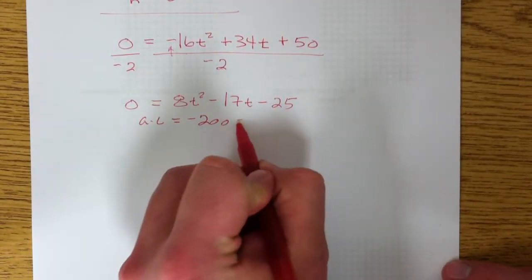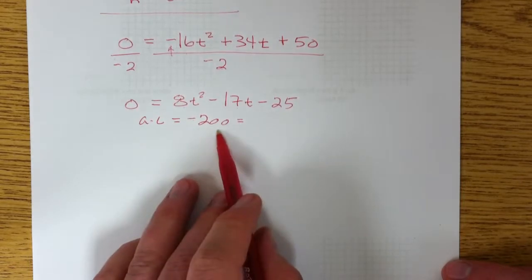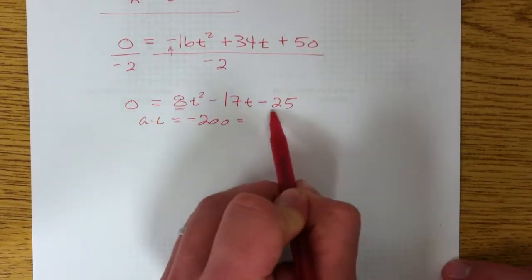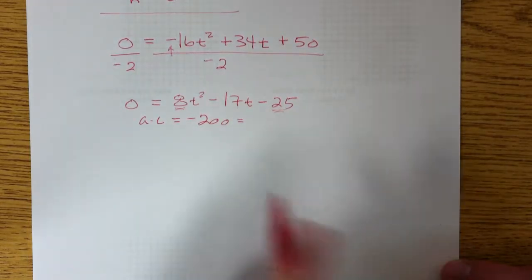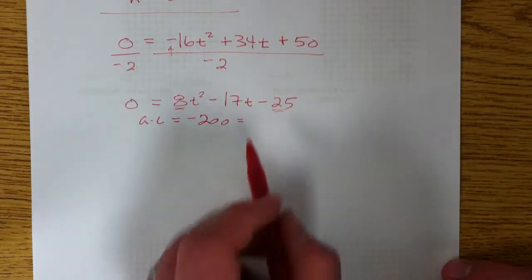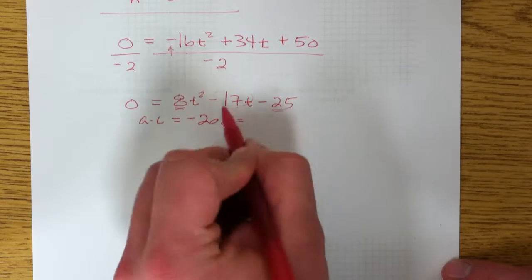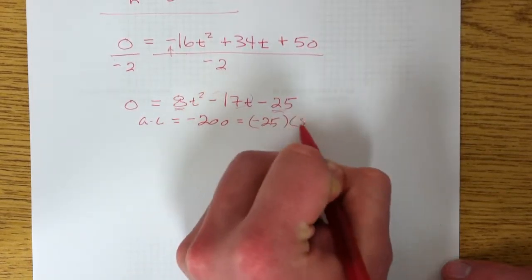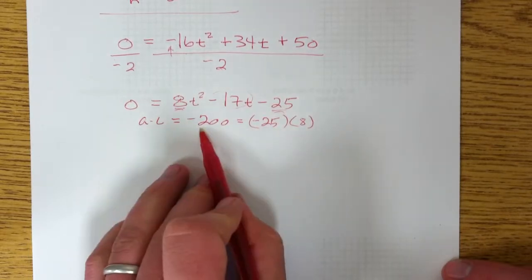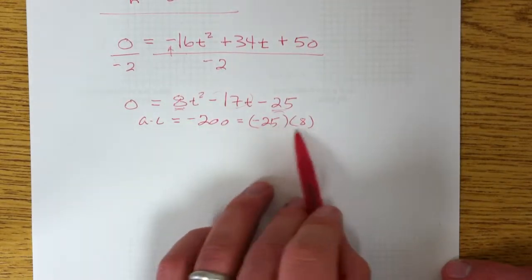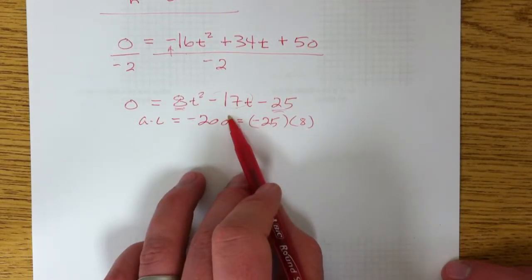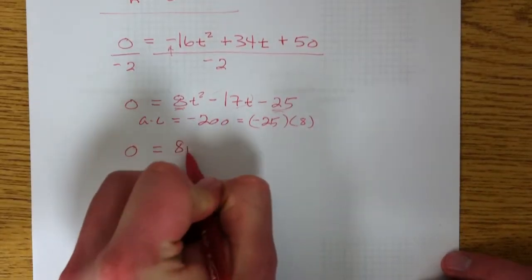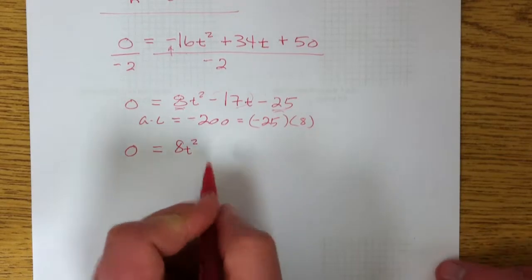So now here you may be thinking, okay, what are my factors of negative 200? Well, you know that 8 is a factor, and you know that negative 25 is a factor because those are the numbers we just multiplied together. So we want to get negative 17. It just so happens that negative 25 times 8 is equal to negative 200. It also happens that when we add these together, we get negative 17. So this one doesn't have to be too challenging if you are paying attention to what you're doing.